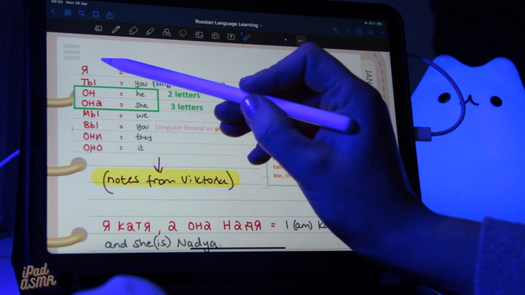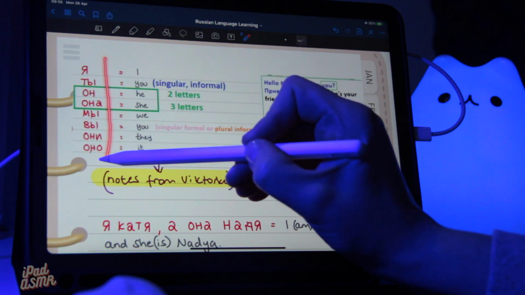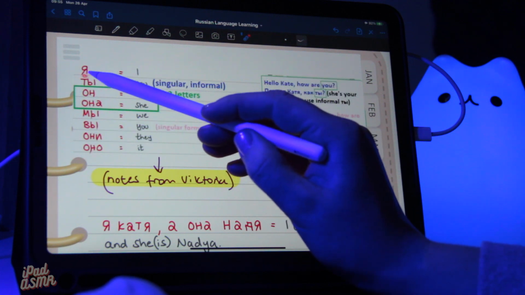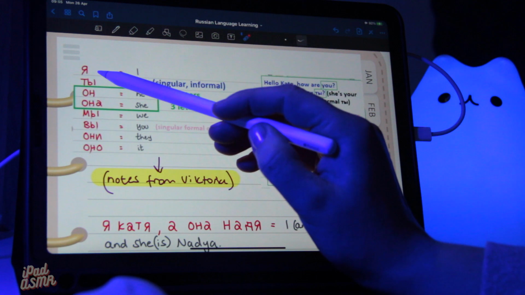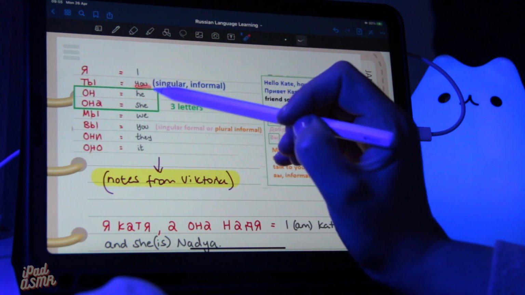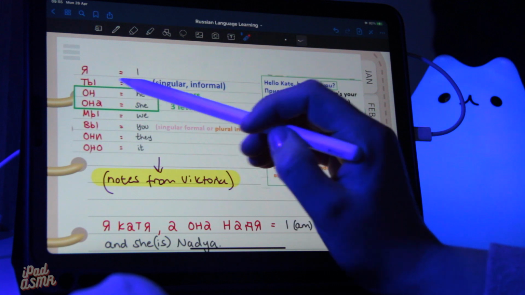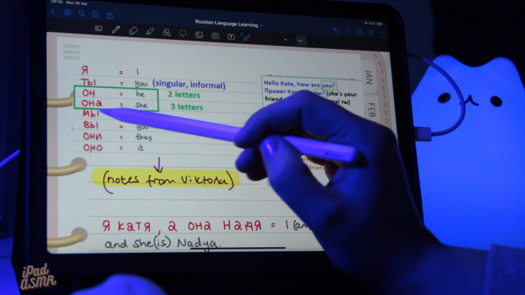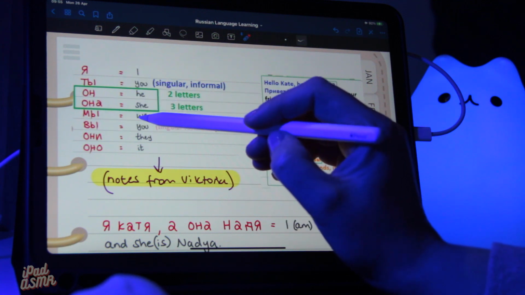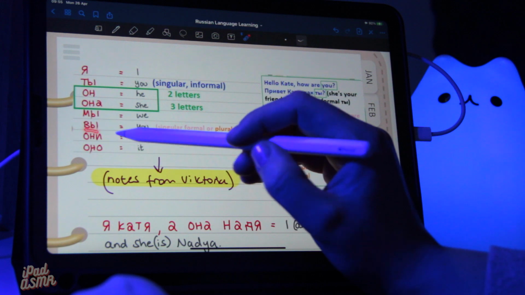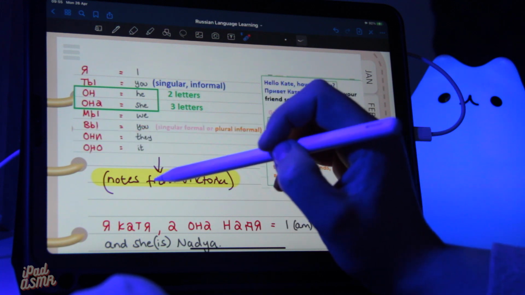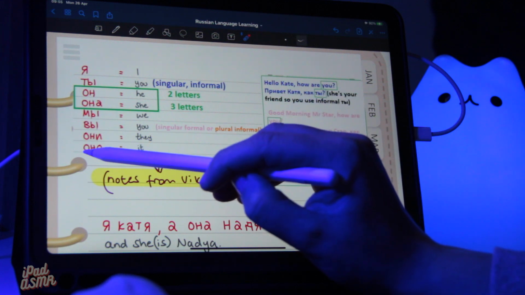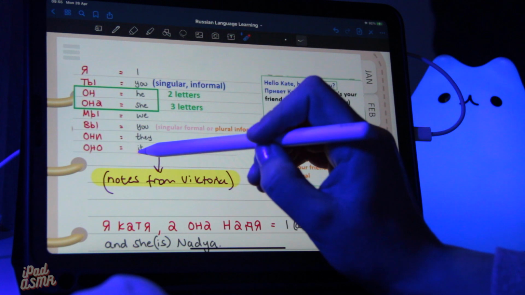So here we have some pronouns. So we have ya, which we know is I, ty, which is you, on, he, Anna, she, muy, we, vy is you, Ani is they, and Anna is it.